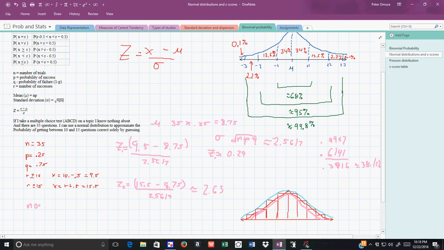And I'm going to write this down. Normal CDF, and it's low, high, mean, and then standard deviation. Otherwise, you have to use z-scores. It's a little bit tricky, but it is doable. It's actually kind of fun.